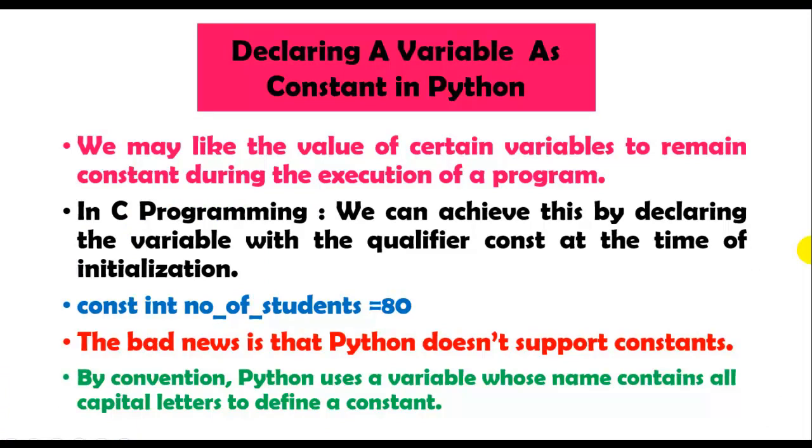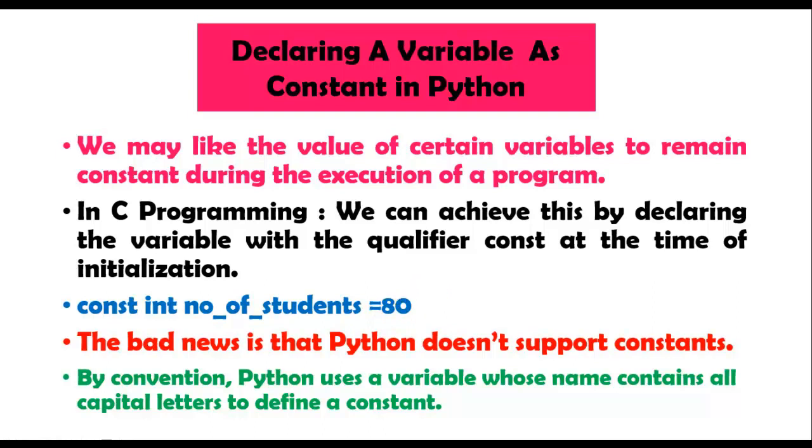Now let's discuss declaring a variable as a constant in Python. We may like the value of certain variables to remain constant during the execution of a program. In C programming, we can achieve this by declaring the variable with the qualifier const at the time of initialization, like this: const int, which is the data type, number of students, so this is a variable, is equal to 80. So here 80 is a constant, an integer constant.